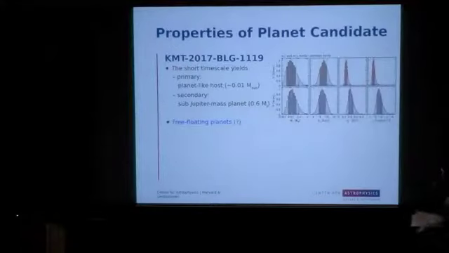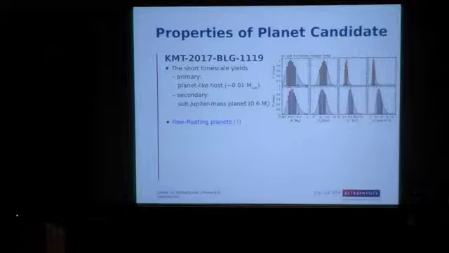Well, anyway, the degeneracy still remains. I try to determine the properties of this planet candidate. So I use Bayesian analysis, and Bayesian analysis tells me the primary is a planet-like host. This is 0.01 solar mass, which means about 10 Jupiter masses. The secondary is a sub-Jupiter mass planet of about 0.6 Jupiter mass.